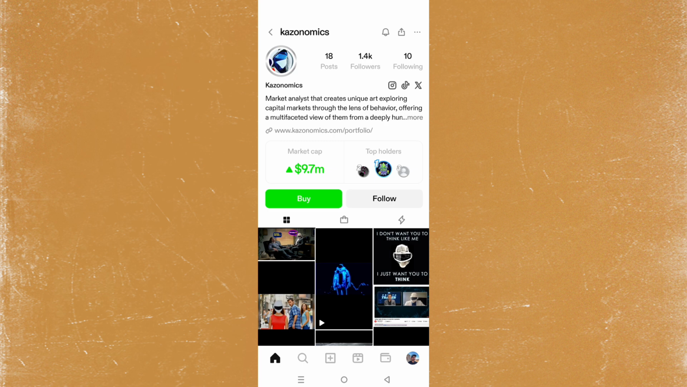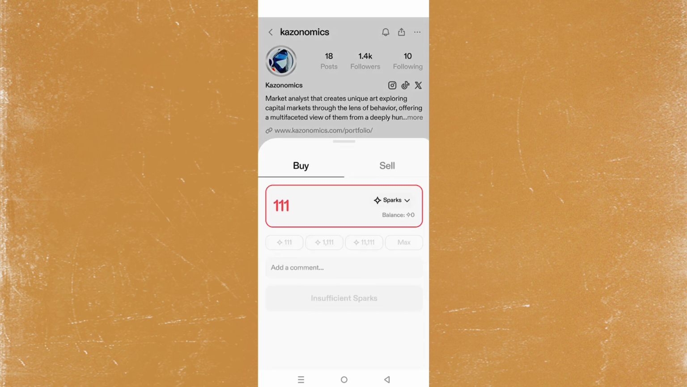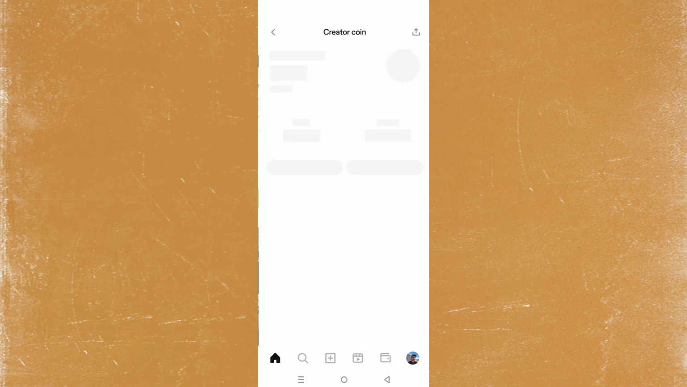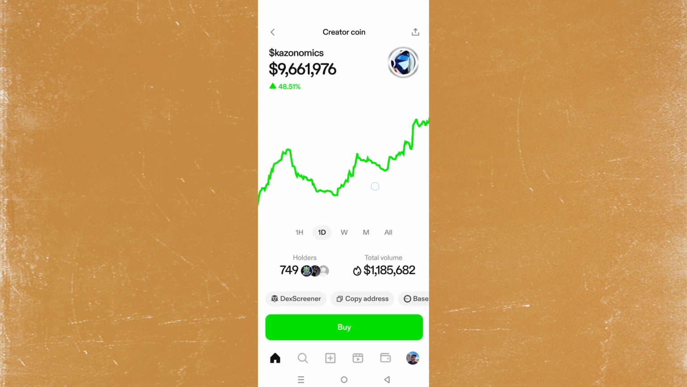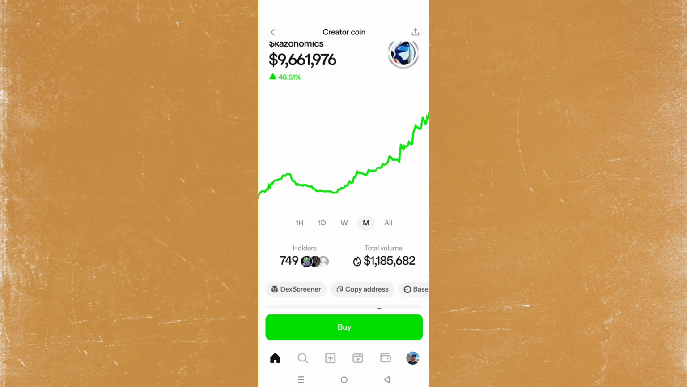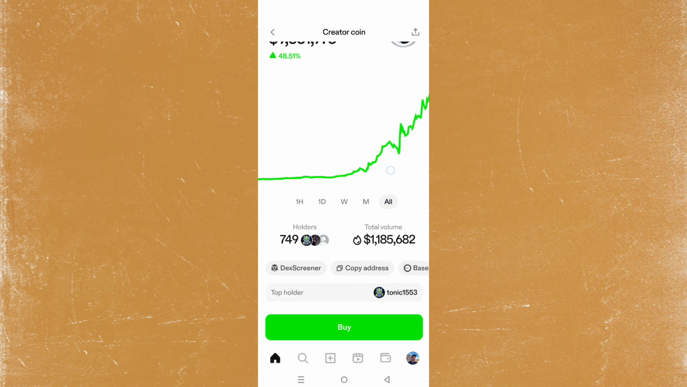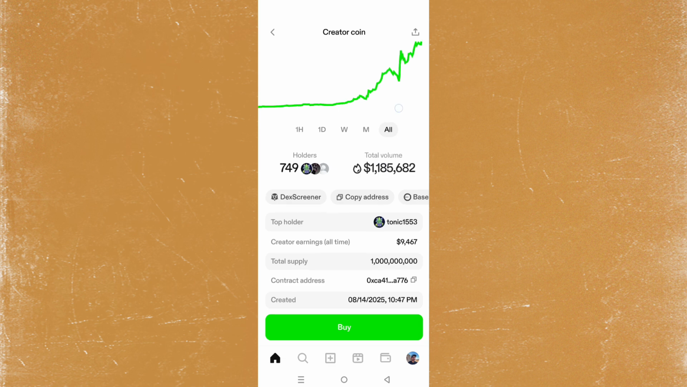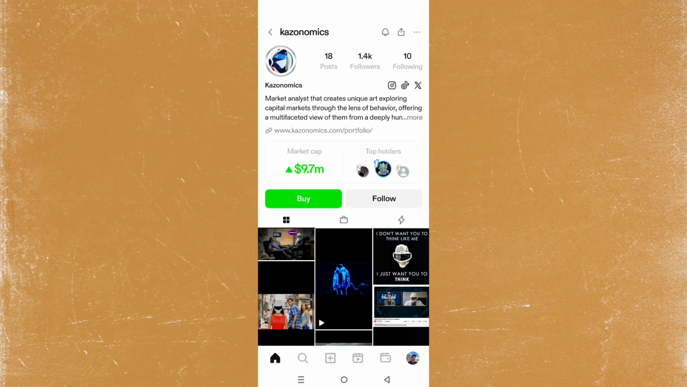So everyone can get their own creator coin. So you can buy, many people buy these and then wait for it to go up and then they sell it. There's chart data as well. You can see right here, this one just keeps going up. Total volume right here as well. So those are the ways to make money.